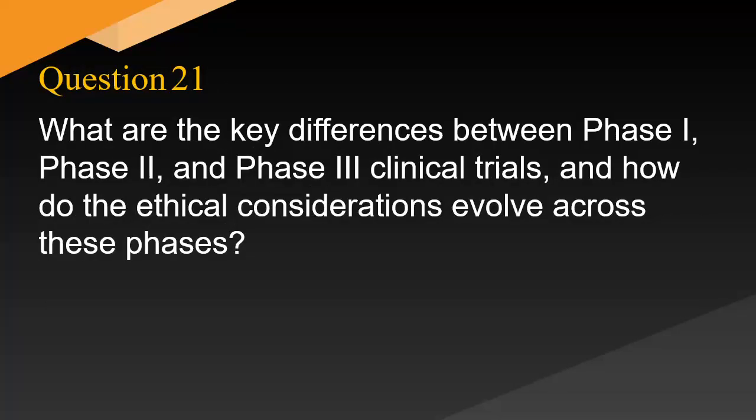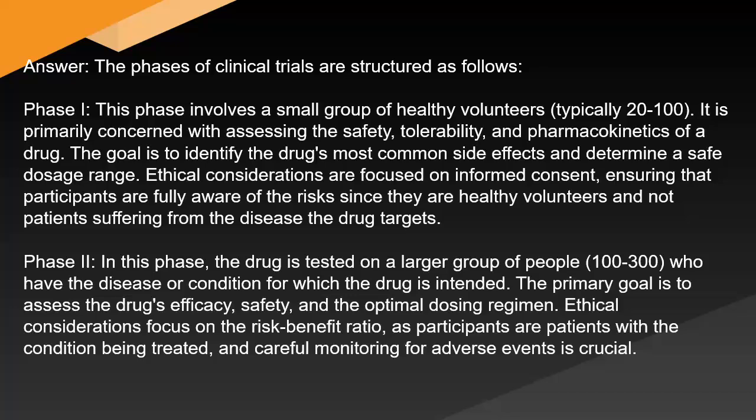What are the key differences between Phase I, Phase II, and Phase III clinical trials, and how do the ethical considerations evolve across these phases? Answer: the phases of clinical trials are structured as follows. Phase I. This phase involves a small group of healthy volunteers, typically 20 to 100. It is primarily concerned with assessing the safety, tolerability, and pharmacokinetics of a drug. The goal is to identify the drug's most common side effects and determine a safe dosage range.